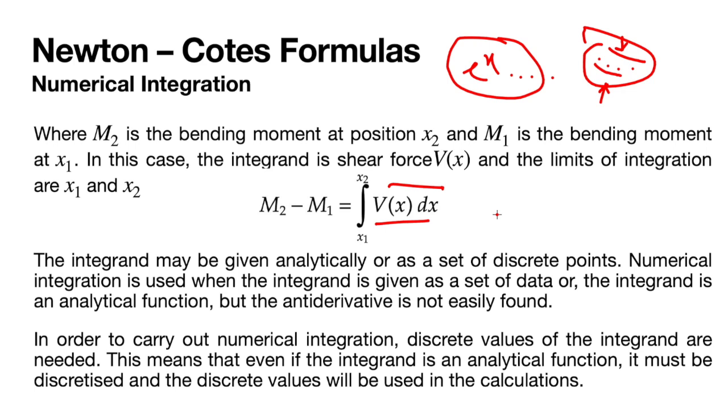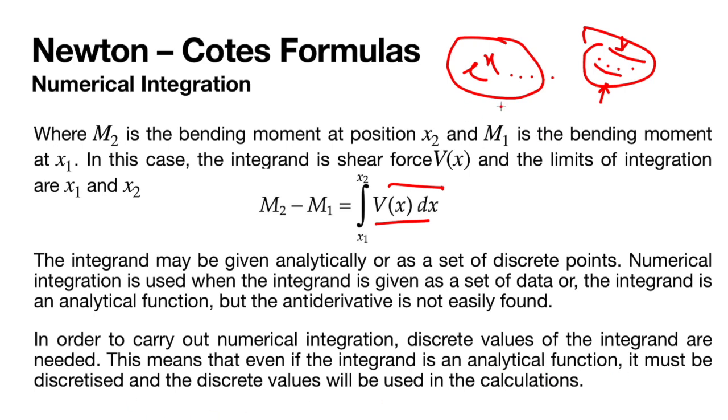Numerical integration has two purposes. One is that the integrand is very complex, and the other is that we have data points available. We don't want to go the longer procedure, so we use numerical method techniques to approximate the exact solution. In order to carry out numerical integration, discrete values of the integrand are needed. This means that even if the integrand is an analytical function, it must be discretized.